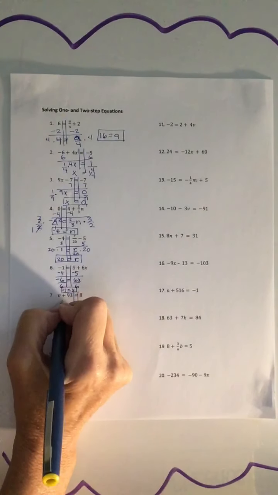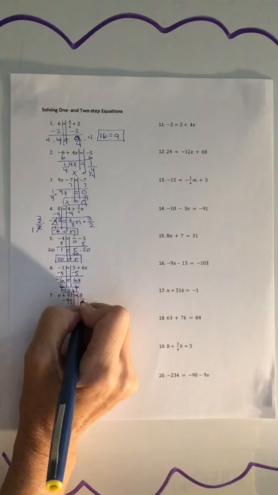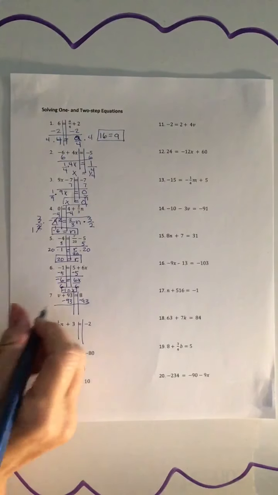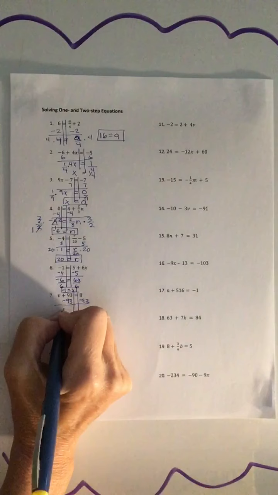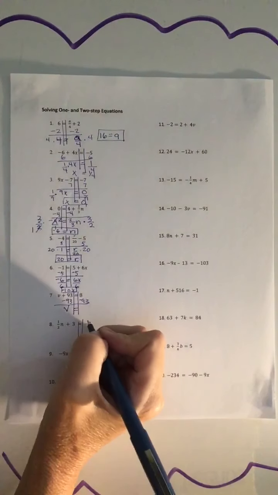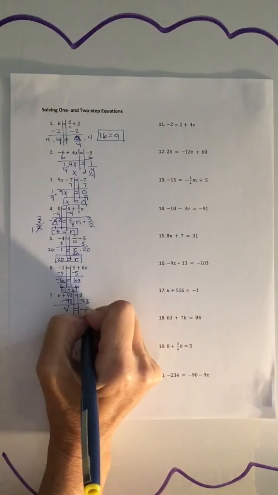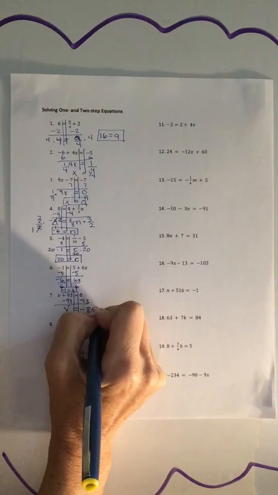Here we're just going to subtract 93 from both sides. You might have noticed that this is only going to be a one-step problem since the coefficient is a 1 in front of the v. So we have v equals, and that will be -85.